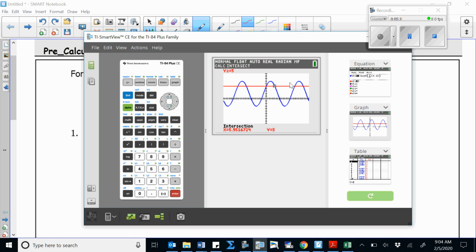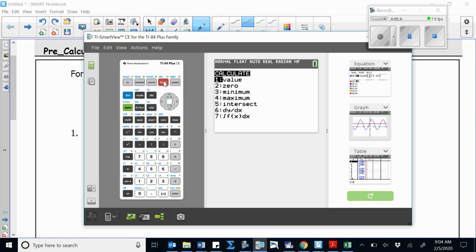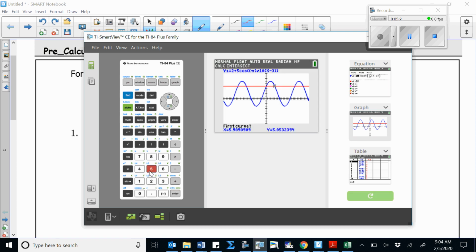And then I want to find the next one. Again, I'm going to do the same thing. Second, trace, 5. Then it's asking for the first curve and the second curve. So the first one is already here.